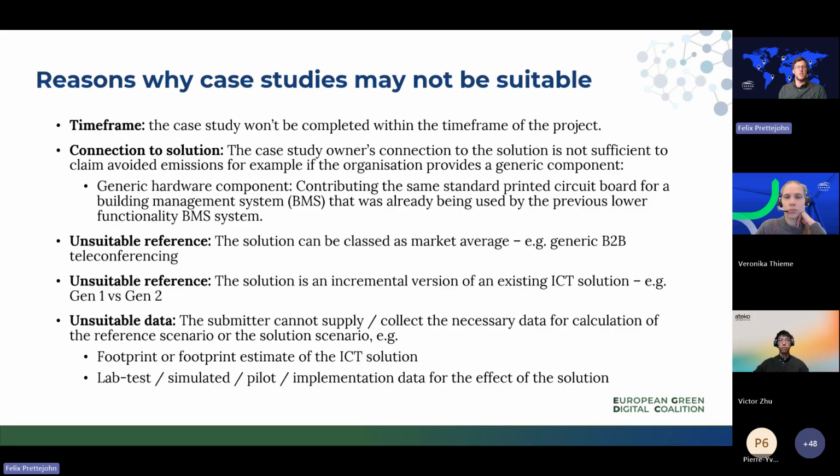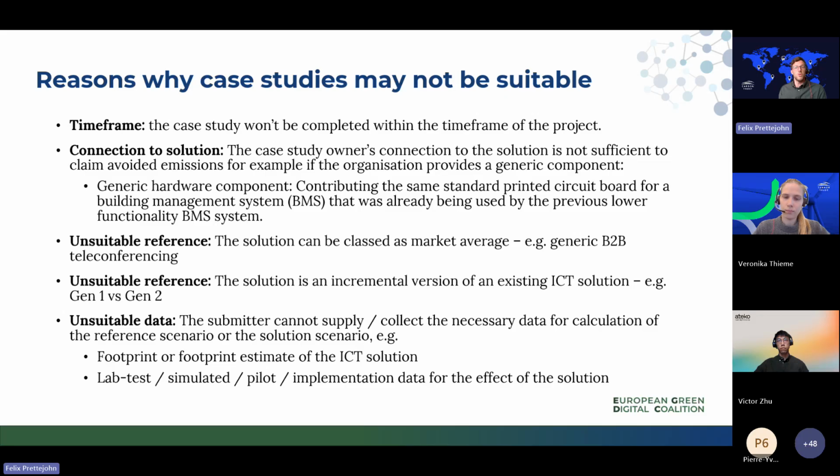So let me go through a few reasons to summarize why case studies might not be suitable. The first is time frame. If your case study can't be completed or you can't collect data within the time frame of the project, clearly that's not going to be eligible. We've just talked about on the previous slide the connection to the solution. So the case study owner's role in the solution is not sufficient to claim avoided emissions.